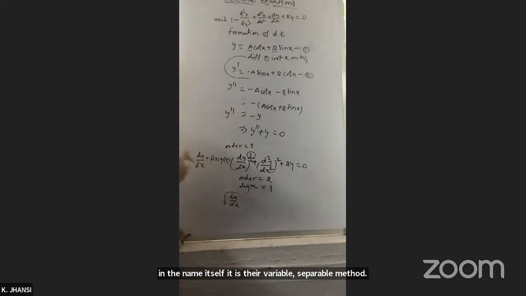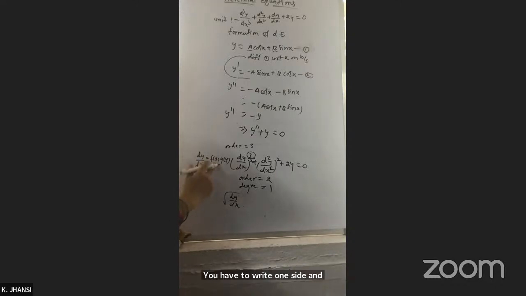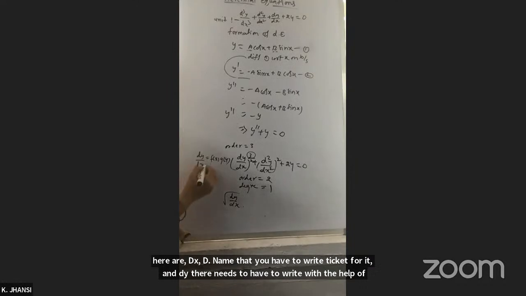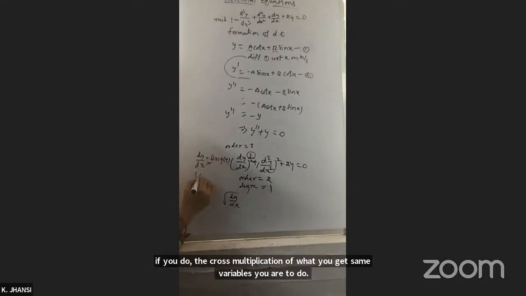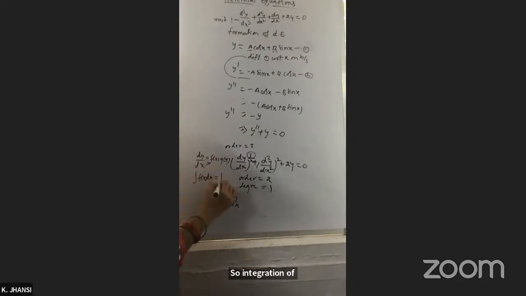Like variables, you have to write on one side. Here dx is there, which means you have to write it with f of x, and dy is there, which means you have to write it with g of y. So if you do the cross multiplication, you get the same variables together. So the integration of f of x into dx. Next, here g of y is there.